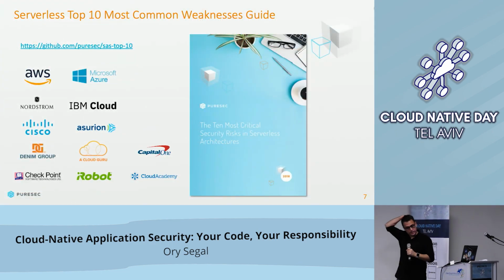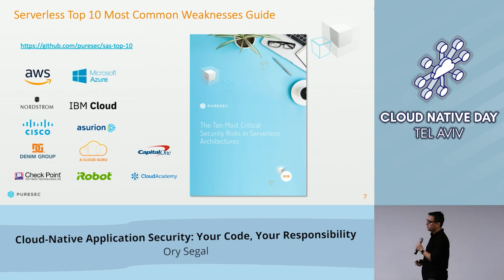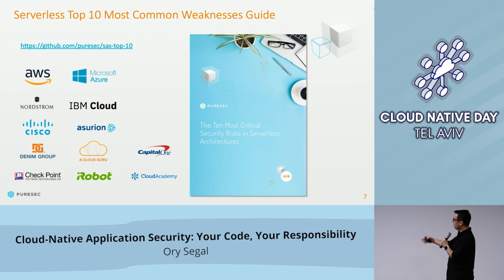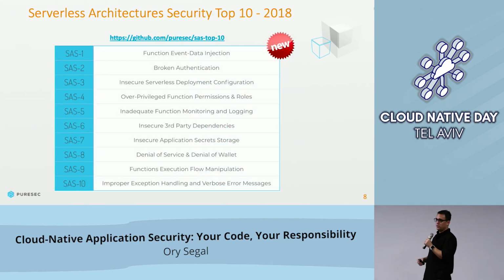Earlier this year, in January, we published a white paper together with a set of vendors and thought leaders in the industry. It's called the Serverless Security Top 10 Most Common Weaknesses Guide. It's available now, free and unbranded, at the GitHub repo that you see here. It includes a set very similar to the OWASP Top 10. And by the way, we are turning this over to OWASP in a project called Cloud Native Top 10, as well as to the CSA, the Cloud Security Alliance.